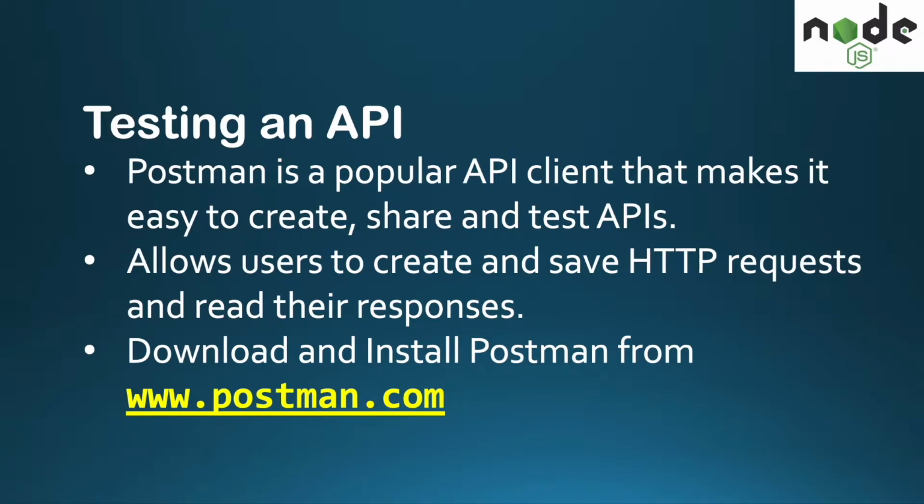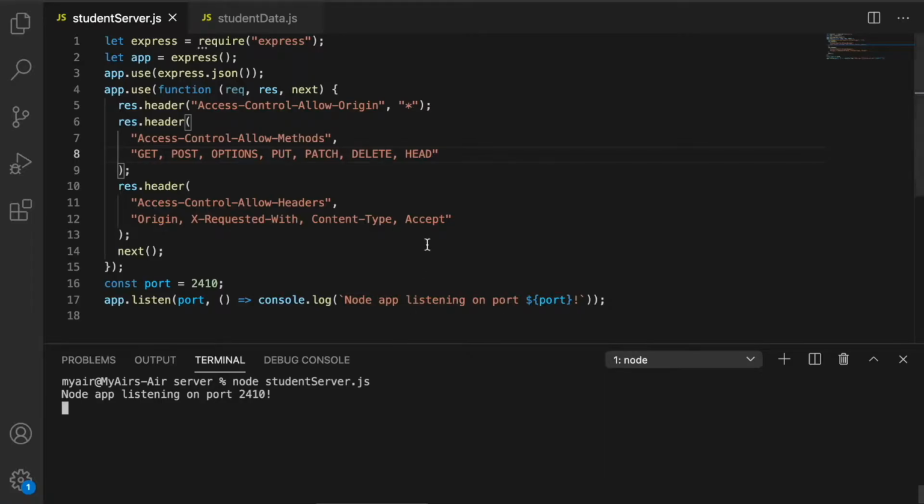The other thing we will do is to test and run this API. We will use a tool, Postman. Postman is a popular API client that makes it easy to create, share and test APIs. Allows users to create and save HTTP requests and read their responses. So whatever response comes from the server, it displays it in an easy, friendly manner. And you can go ahead and download and install it from www.postman.com.